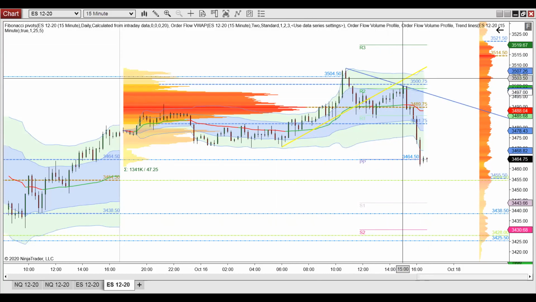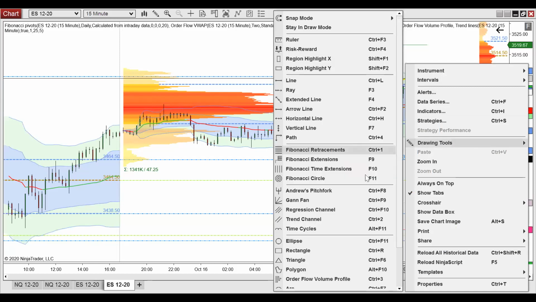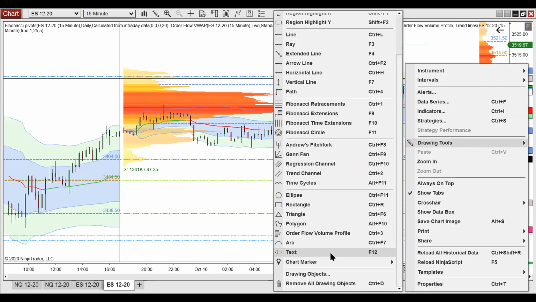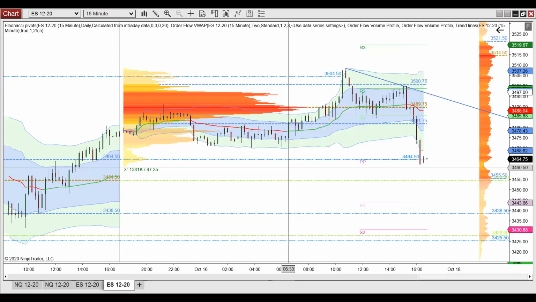Now, what we were talking about earlier is the standard deviation. So let me just take that off. I need to go to drawing tools and delete everything out. Remove all the drawing objects. Okay, yes, that's fine.